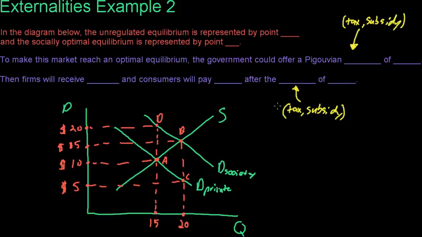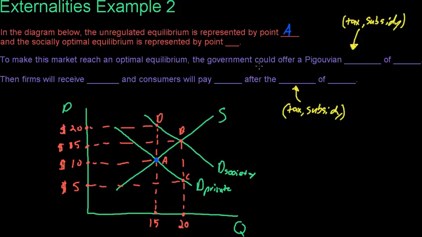Okay, so the first thing is that the unregulated equilibrium is represented by point A. And that's because that is where private demand is equal to supply. So if we aren't taking into account any externalities, all that we will worry about is our private demand, our own personal demand. And so the unregulated equilibrium is represented by point A.